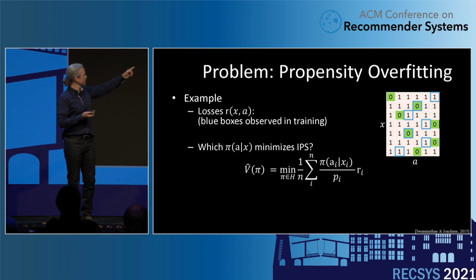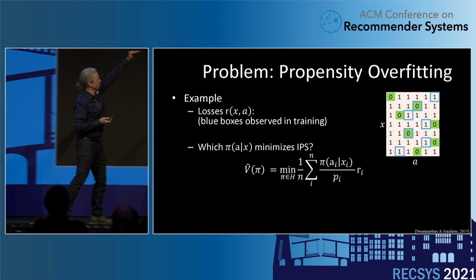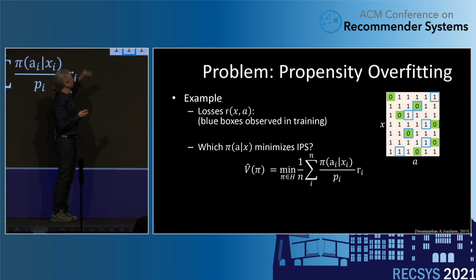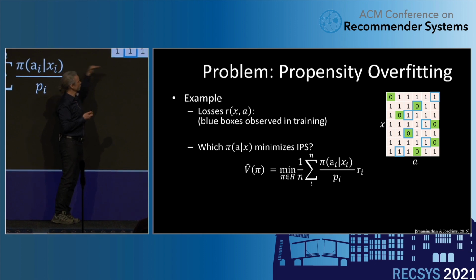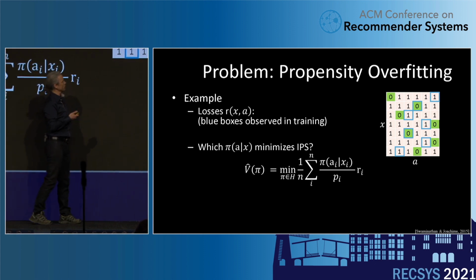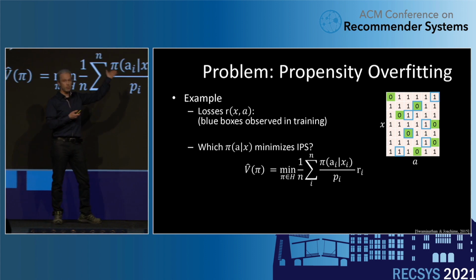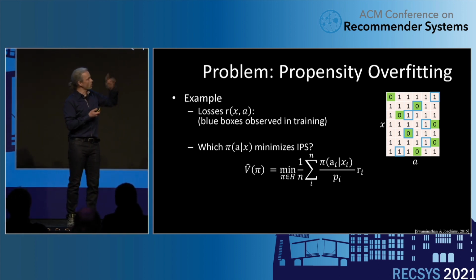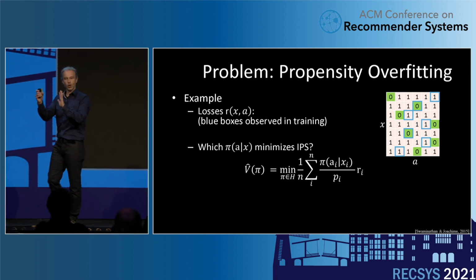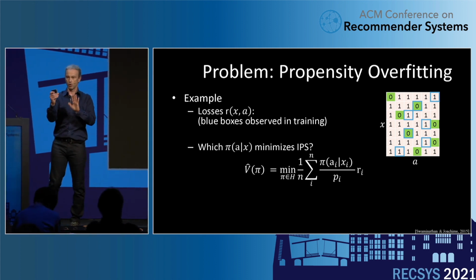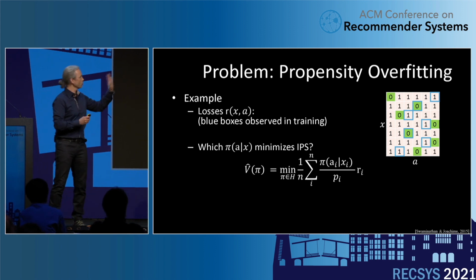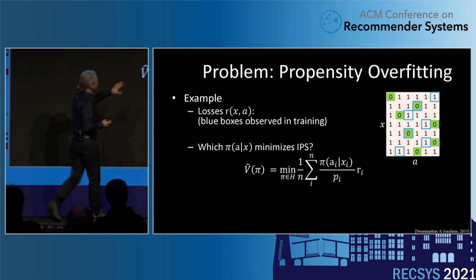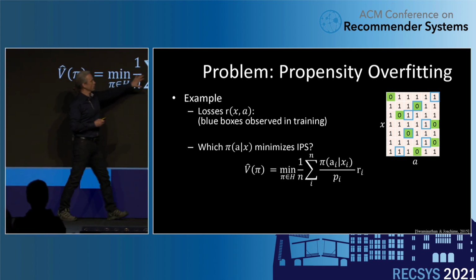So here's an example where we have, again, different kinds of customers in this direction and different actions that we can pick in that direction. That's our log data. Green means good, red means bad rewards, and the blue boxes mean that is the choice of the logging policy. So these are the rewards that we observe in our training data. The other rewards we don't observe. Now, let's minimize our training error here in terms of the IPS estimator.